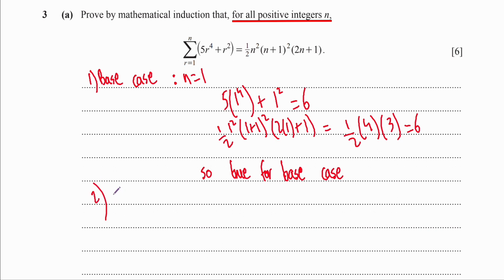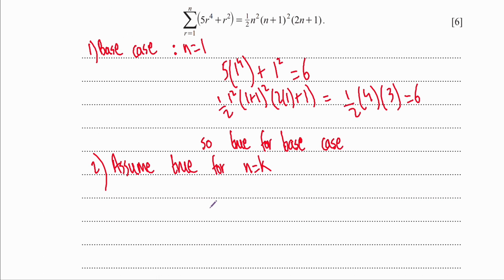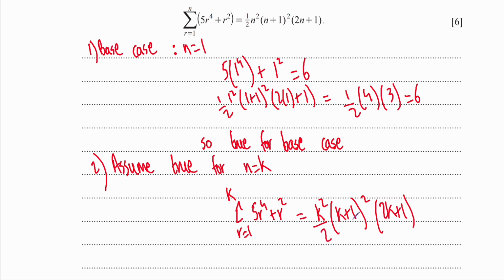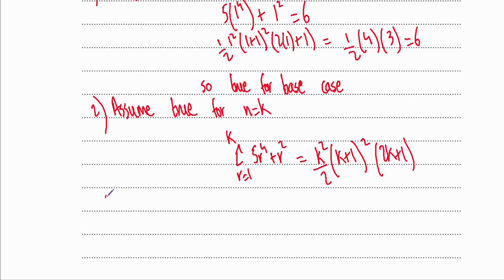That's true. Now assume true for some n equals k. Of course, this is the same step as we always have for induction. Assume true for n equals k. So what does that mean? That means that the sum from r equals 1 to k now of 5r to the 4 plus r squared is going to be given by, instead of n, we have a k. So we have k squared, k plus 1 squared, 2k plus 1. Then remember, this is divided by 2. So this whole thing is divided by 2. Okay. Now we have to show, this is the difficult part, right? Well, not really difficult, but this is what takes the work.